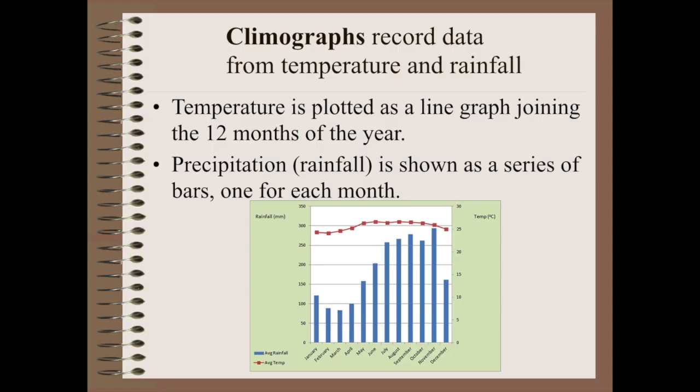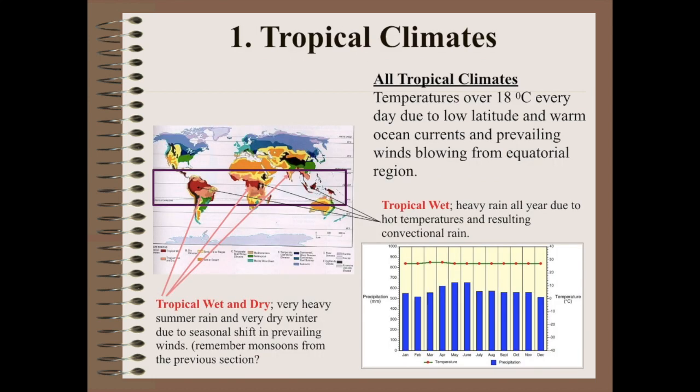Here's a climograph. The bar graph is going to focus on rainfall, while the line graph will focus on temperature. So bar graph, precipitation; line graph, temperature. Now you will need to know the climographs for each of these climates, what they look like, as well as the subcategories or subclimates.